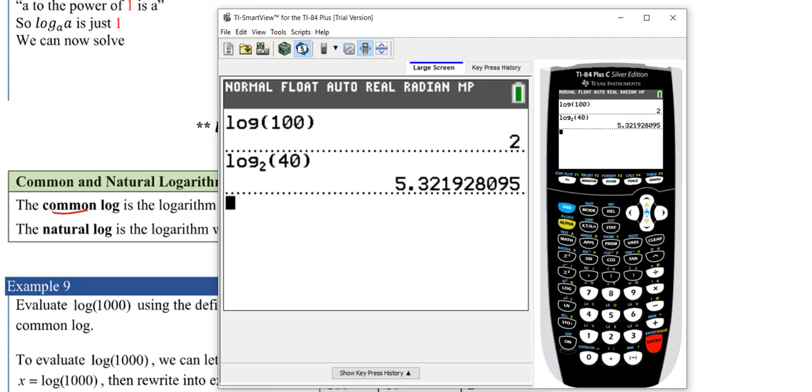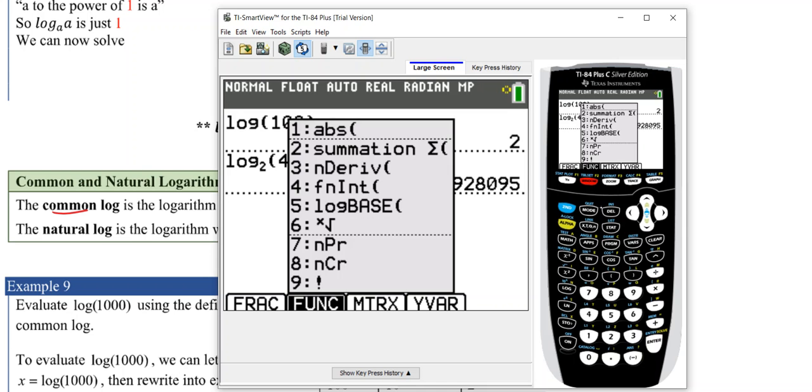I can't remember which versions of the TI though. Some of them just do that by default. So if yours is like mine, then that's a nifty little thing. You can just press alpha and then F2, and that's number 5 there, log base. Okay, so it's not in the most obvious place.